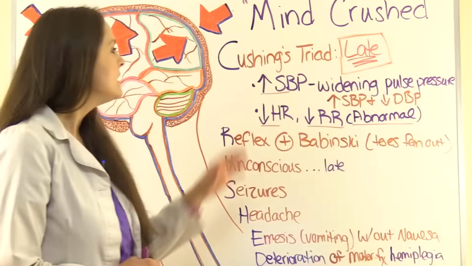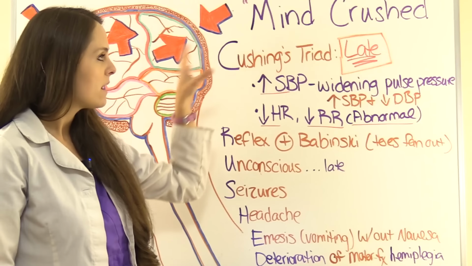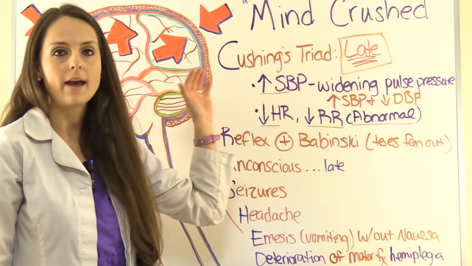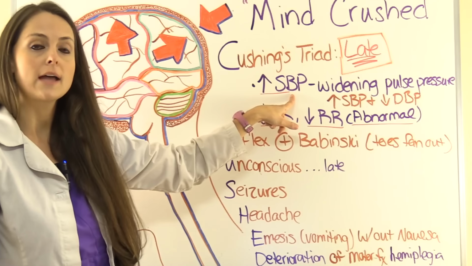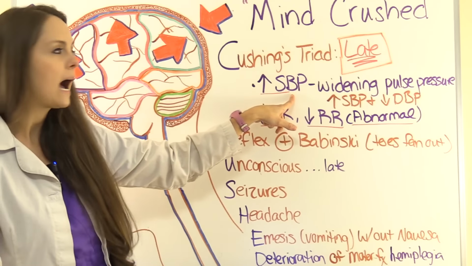Next, C for Cushing's triad. Now if you see this, this is a late sign. We don't want our patients to get to this point. And for testing purposes, I would remember the signs and symptoms of Cushing's triad. What are they? Okay, you can have an increased systolic blood pressure, so that top number will be really high.